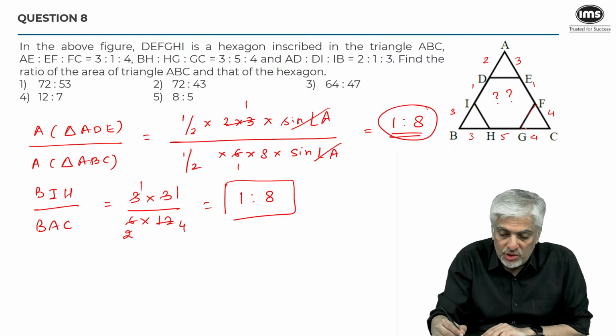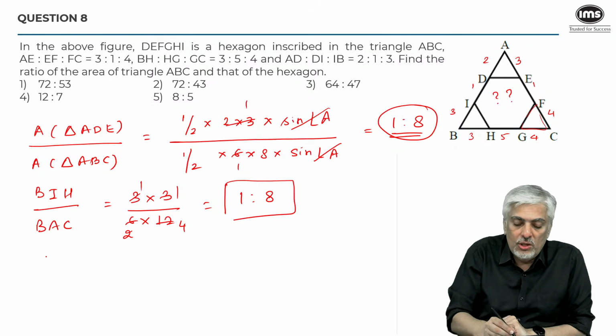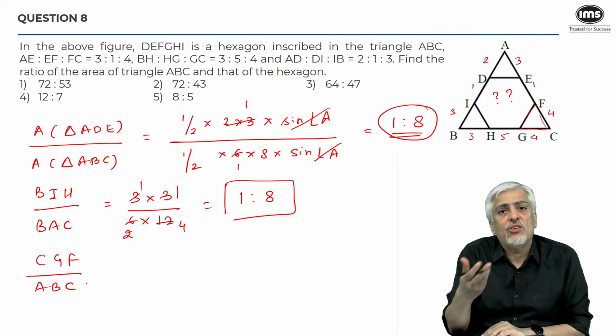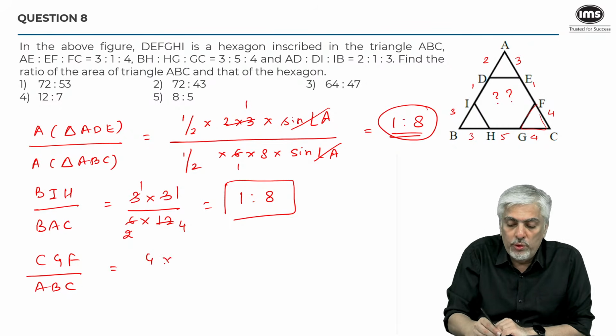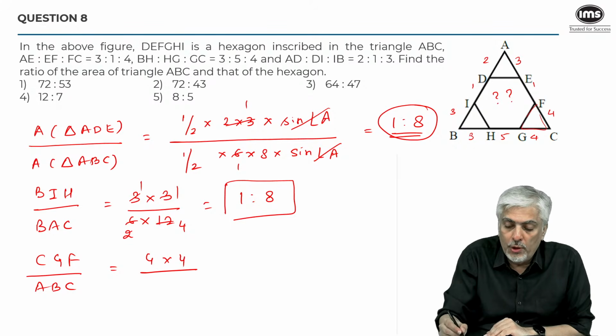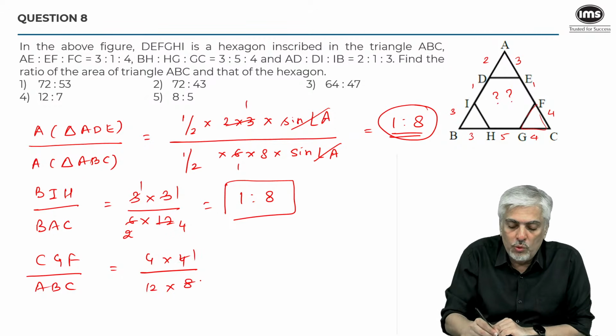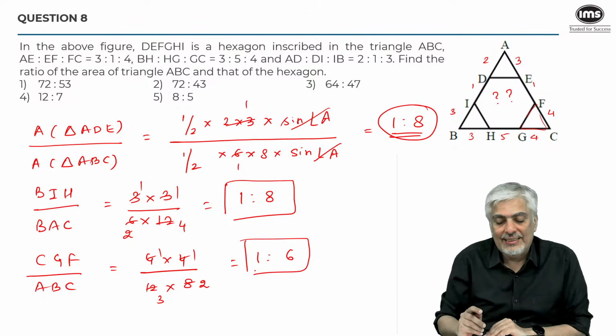Now I will take for this triangle GEC or CGF, CGF upon ABC. I'm doing it for the sake of the ones who had not got it. So that's why maybe we'll do it. So it will be 4 into 4 upon 12 into 8. 4 ones are 4, twos are, 4 ones are 4, threes are. Last one comes out to be 1:6.